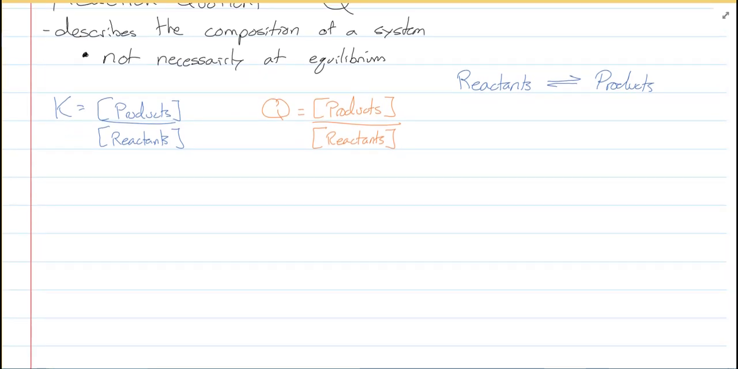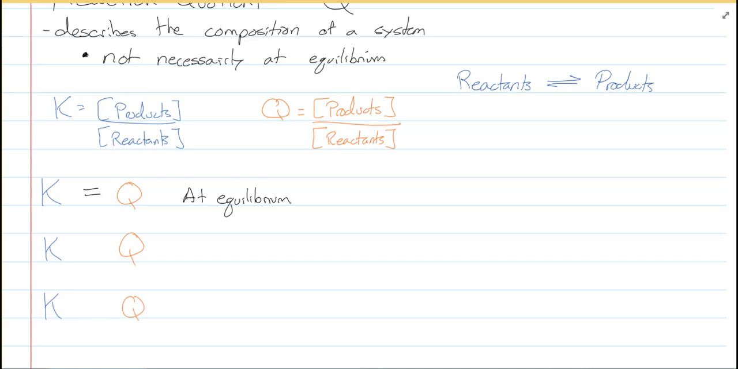Of course, there are three possibilities. The first possibility: Q could equal K. If Q equals K, we're at equilibrium. That makes sense, right? I look at the concentration of whatever species is in solution, and it happens to be the equilibrium concentration of the species under these conditions. We're at equilibrium. That's wonderful.